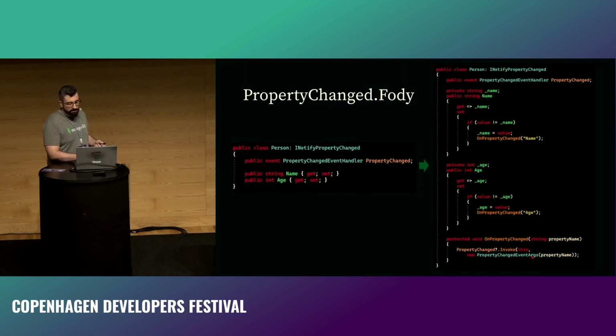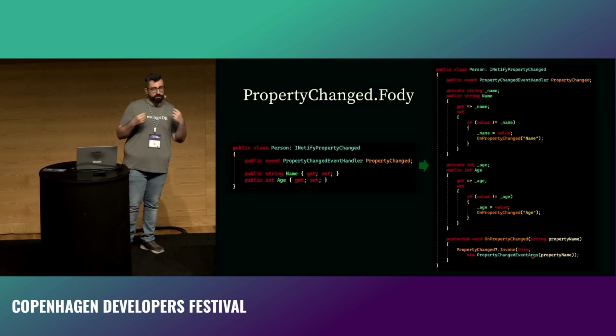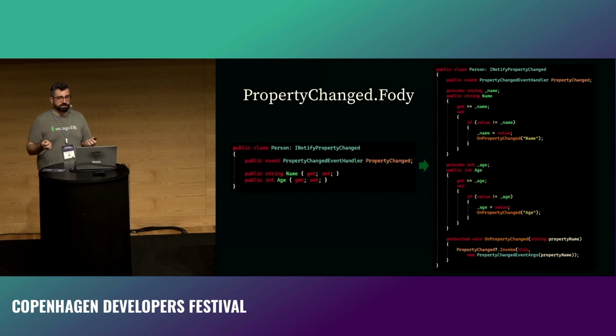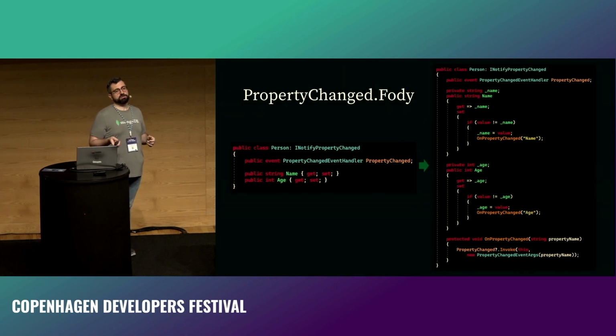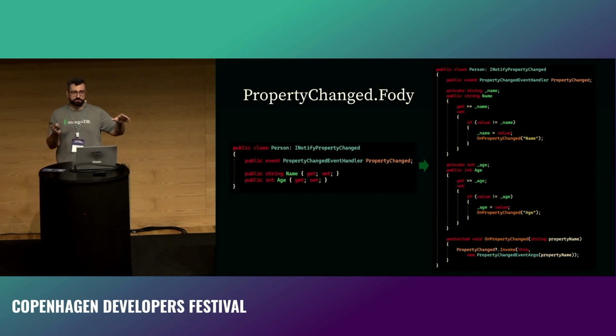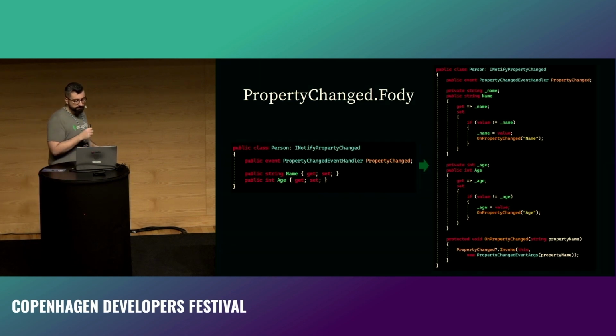Now, you can imagine that this is a lot of boilerplate code, especially if you have a lot of properties. It's annoying to write. You need to remember to use the right name for the properties. And also it's annoying, especially if you have, for example, dependent properties. So if you have, for example, a full name property that depends on the first name and last name, then you need also to take care of that.